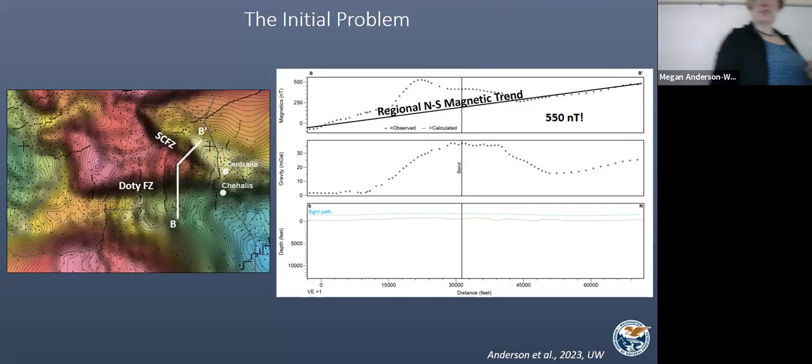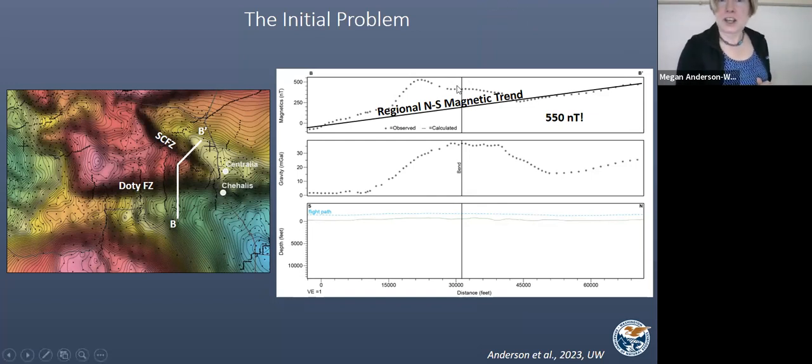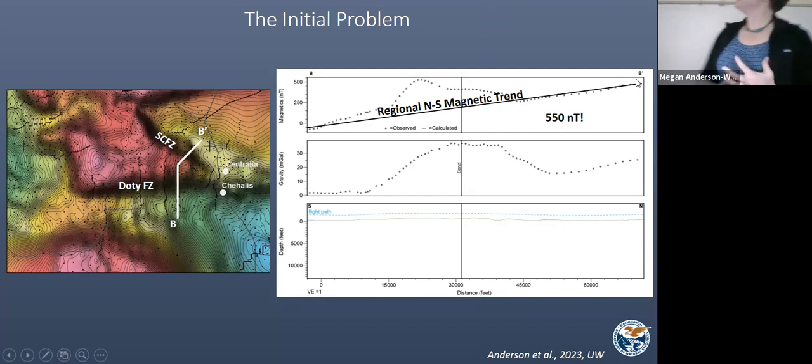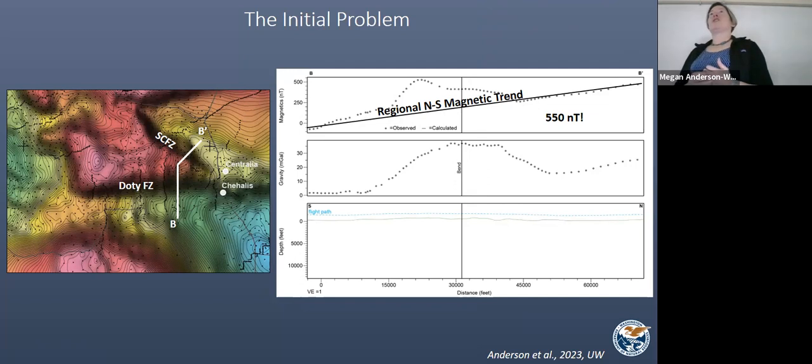So you remember this cross section, that example that I showed you. Notice in the magnetic anomaly, there's this regional north-south magnetic trend. And when we first started doing our modeling with the near surface geology, that trend was not due to anything that we could figure out geologically. So probably due to something deeper, really long wavelength, and in potential field geophysics, really long wavelength is probably coming from something more deeply seated. But the amplitude is 550 nanotesla, and that's a really high amplitude signal.